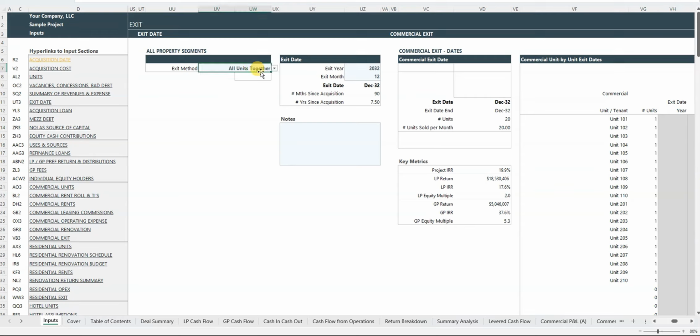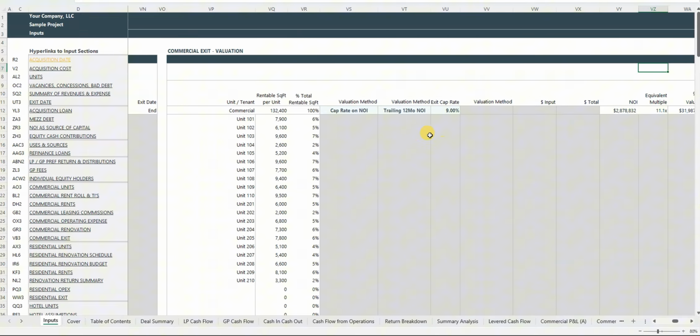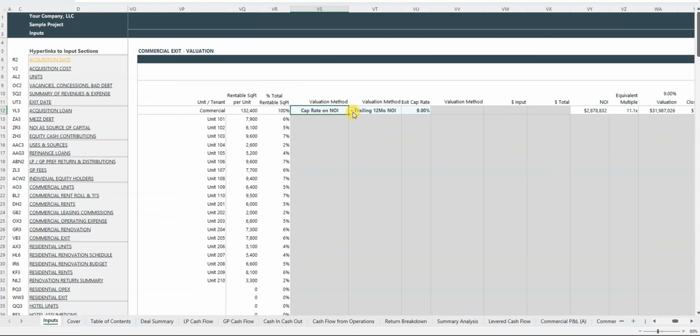On my exit, I can say, yeah, I'm going to sell all my units together. Occasionally you have, say, a lot where you're selling off commercial buildings one by one or over time. I'm just going to say, no, we're going to sell them all at the same time. It's going to be December 2032. Here I can say my method, well, it's going to be cap rate on NOI as opposed to inputting just a straight dollar amount of the sale. Going to be trailing 12-month or forward 12-month. I'm going to say forward 12. I'm going to sell at a 9 cap.